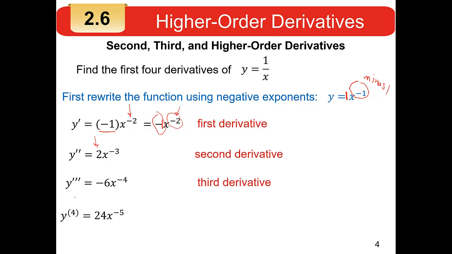Notice I've switched to my alternate notation because it gets unwieldy to keep adding more and more of these accent symbols or tick marks. The fourth derivative then would be minus 4 times minus 6 is positive 24, and then you subtract 1 from the minus 4, and that would be minus 5. And again, you can write that as 24 over x to the fifth if you like, but you don't have to. That's the fourth derivative. So we've now found the first 4 derivatives of y equals 1 over x.